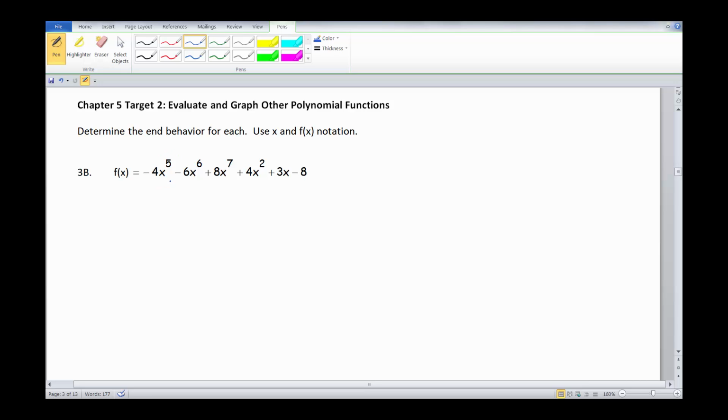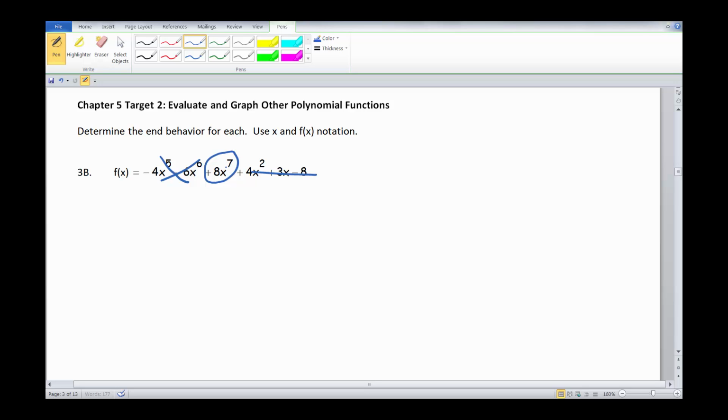As we can see, this is not necessarily in descending order, but what we want to do is look for that highest degree. So looking for the exponents, we see that this 7 appears to be that highest exponent. So I'm going to go ahead and circle that. And pretty much the rest of this is irrelevant. We don't really need too much of it. This is really the only piece we're going to use in determining that end behavior.